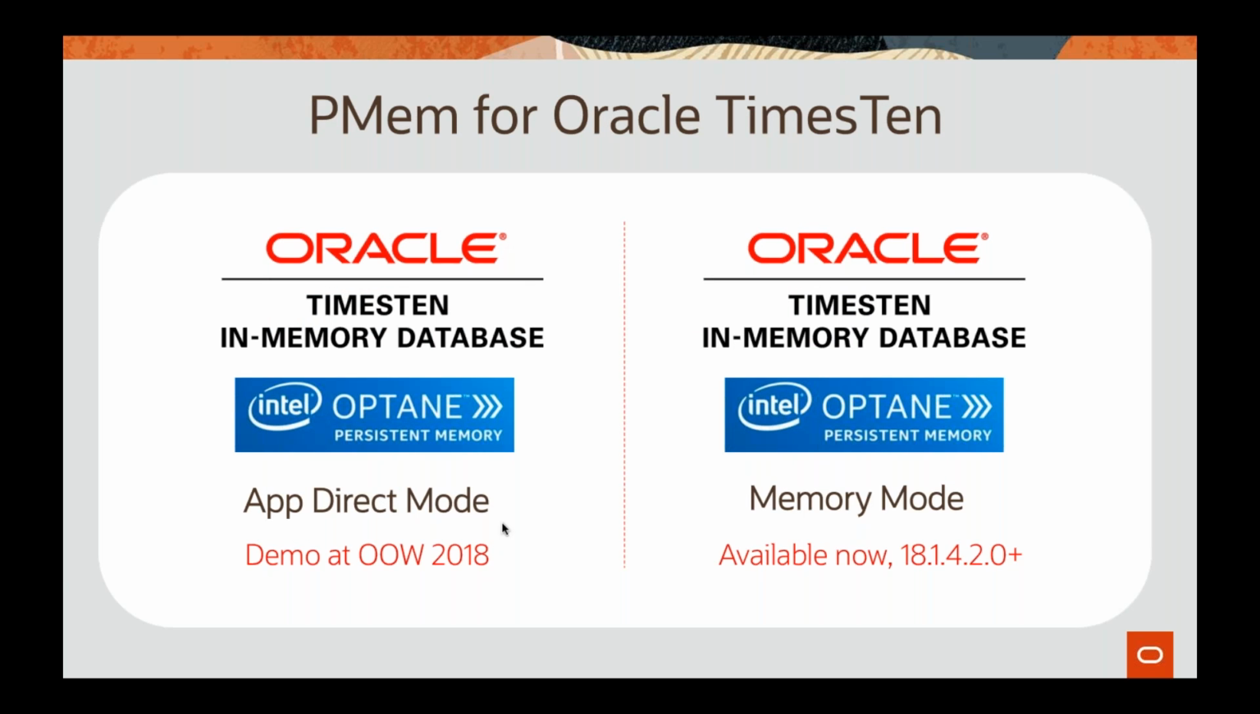I'm going to look at two experiences where Oracle's in-memory database called TimesTen used persistent memory. First, in app direct mode. We did a prototype back in 2018 when Optane persistent memory was in alpha. And just recently, we've made persistent memory in memory mode generally available.